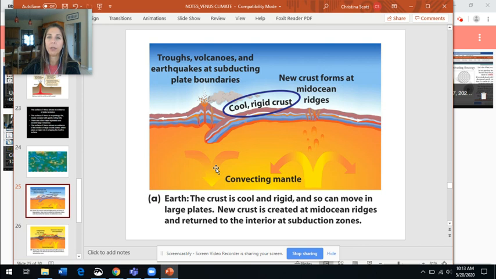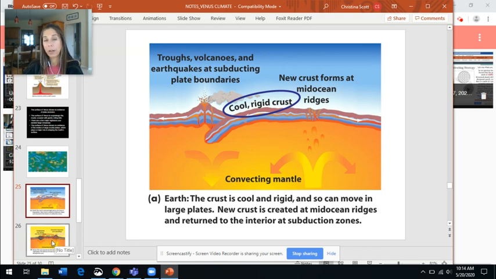So, recapping plate tectonics for the Earth. So down here it says Earth, the crust is cool, it's rigid, stiff, and so you can move it in large plates when underneath it you have melted rock and convection currents going on in the asthenosphere. So new crust is created at mid-ocean ridges when they separate, and then you have crust being destroyed at subduction zones where you got convergence going on, right?